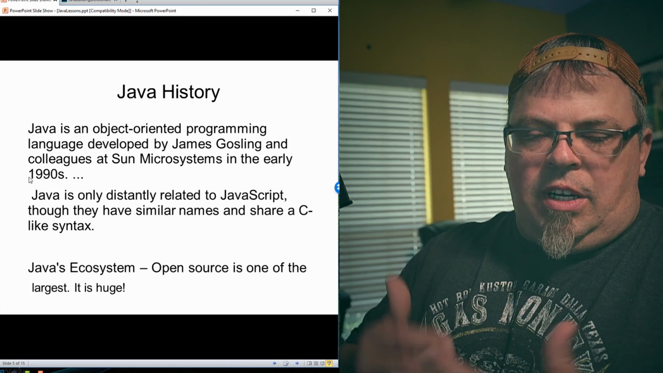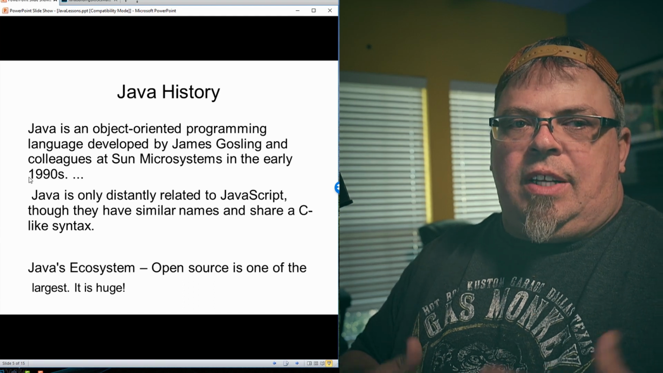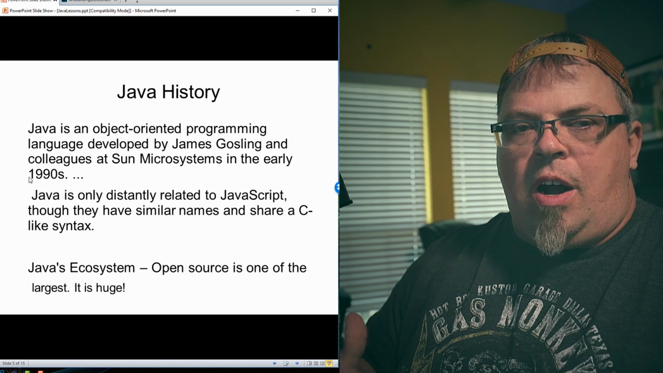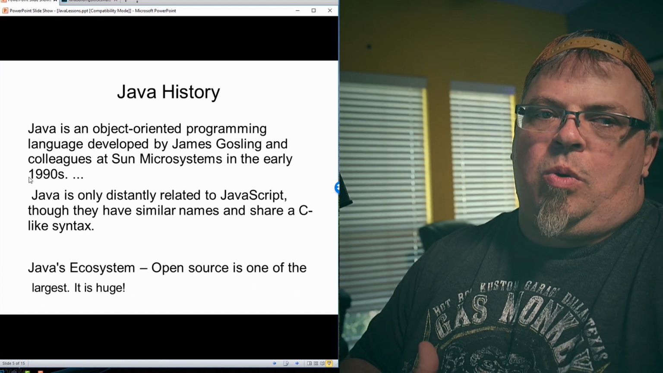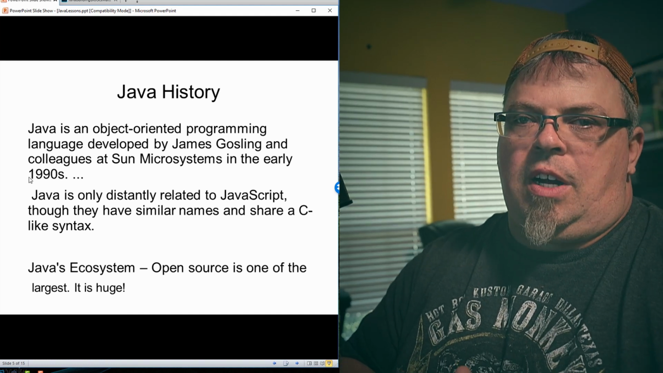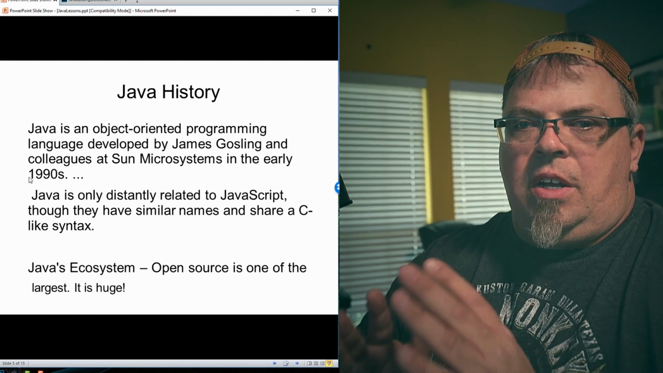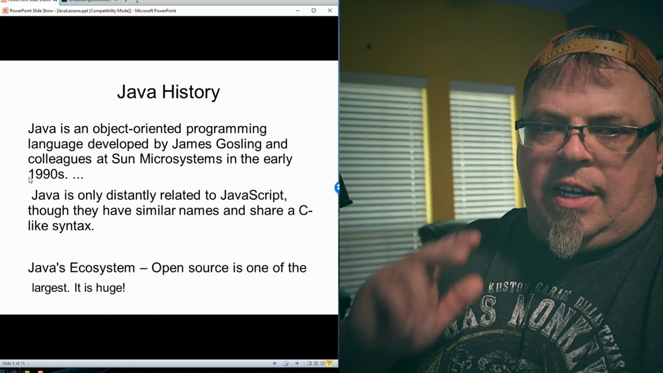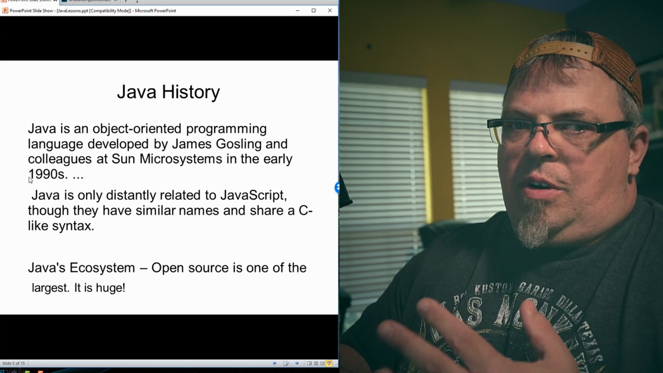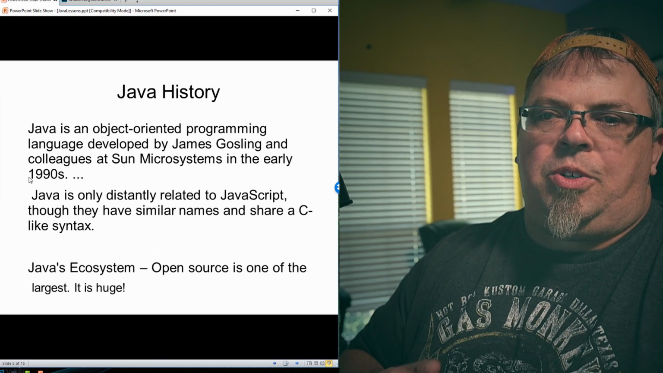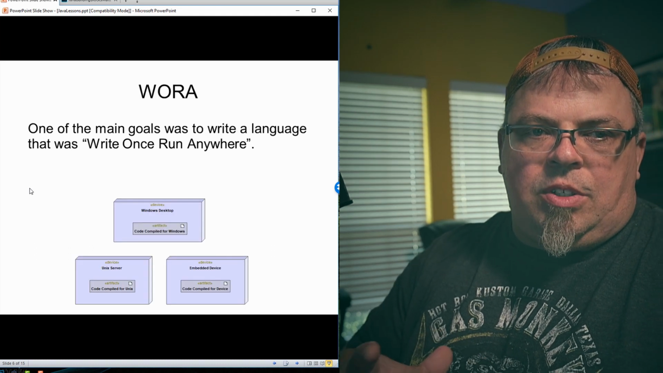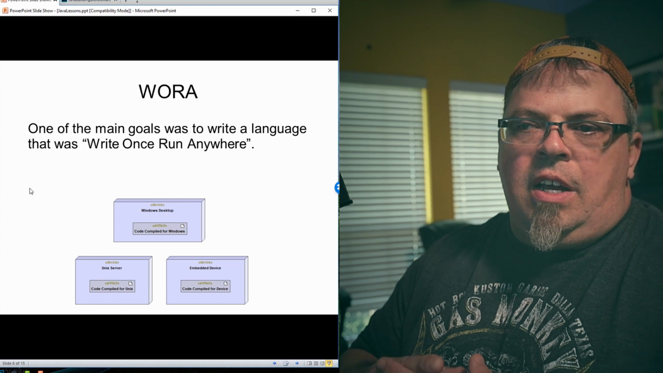There's so much of an ecosystem built around Java. When I say ecosystem, I'm talking about there's so many open source projects out there supported by hundreds of people that are very mature and very usable. So that's one of the key benefits of Java. It's just a huge ecosystem. It's used everywhere from games to websites to embedded software to phones. It is used pretty much everywhere. Java is only distantly related to JavaScript. They both have similar C-like syntax.